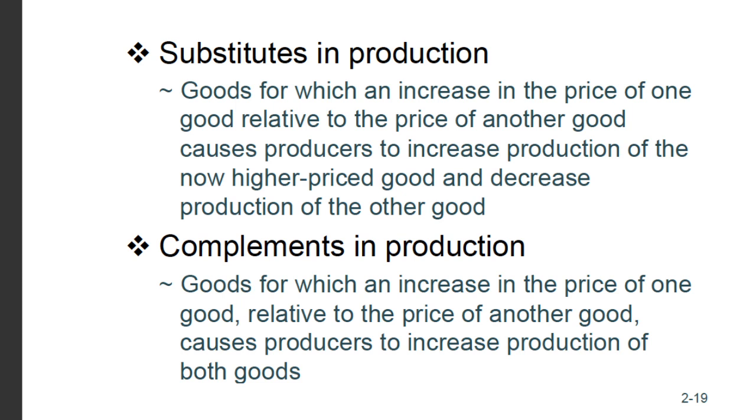For complements in production, these are goods for which an increase in the price of one good relative to the price of another good causes producers to increase the production of both goods. So, can you guys see these? Okay, so substitutes in production. What's an example of substitutes in production?